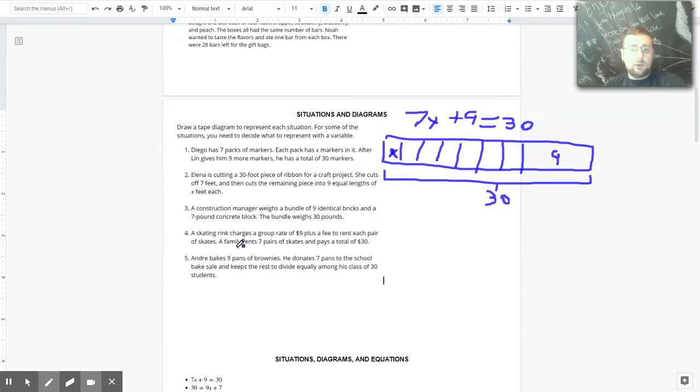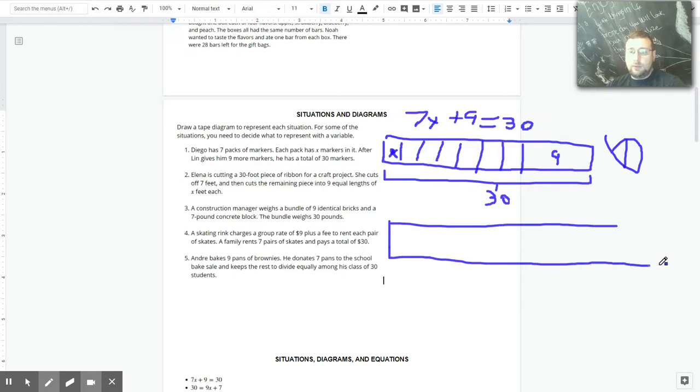Let's try to do number 2. By the way, all of these problems are different situations with the play of numbers with 7, 10, 7, 9, and 30, but they're all in different arrangements. So once again, Elena's cutting a 30-foot piece of ribbon for a craft project, and she cuts off 7 feet of that and cuts the rest into 9 pieces of equal length with X feet each.